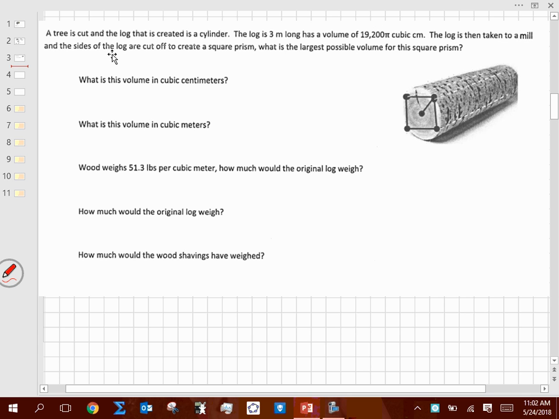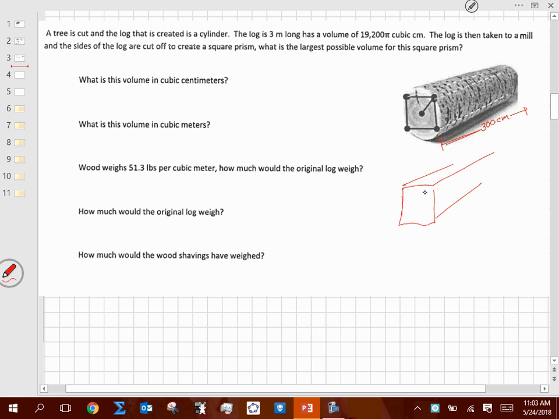So I'll walk you through this. What's the volume in cubic centimeters of the square prism? All right. So if I'm looking at this thing correctly, the log has a length of 3 meters. So I'm going to say that is 300 centimeters. Okay. I'm trying to figure out what this prism looks like. So this prism would be, kind of that shape there.